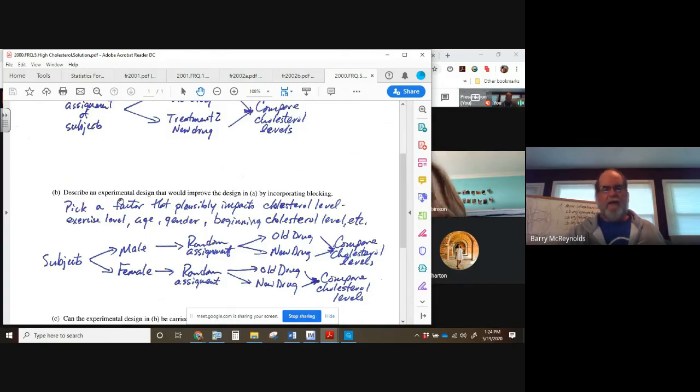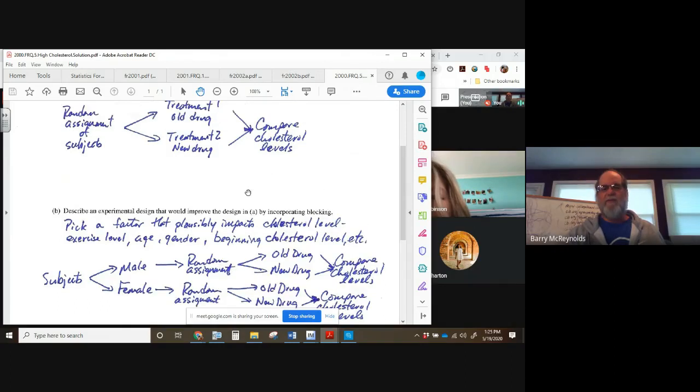And then the way that looks here is you take the subjects and then you divide them according to whatever factor you're going to block on, whether it's gender or age or whatever. After you separate them into groups, then you randomly assign, and then you would use the same pattern of design in part B as you would in part A.